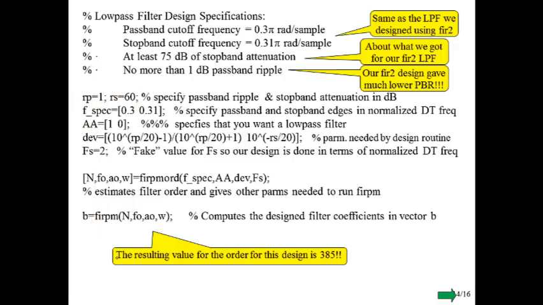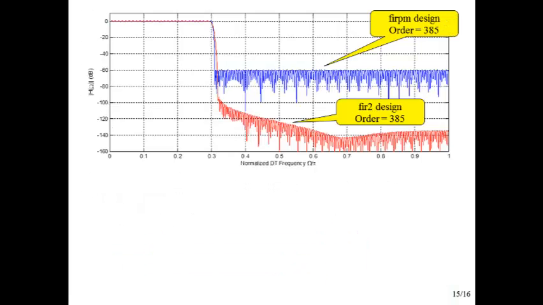Now, I gave this some pretty stringent requirements. 75, I say 75, but I really did 60 dB. Well, I don't remember which one of these is right or wrong, but I'm asking for a fair amount of attenuation and a really narrow transition band. So I ended up getting a filter with an order of 385. So that's a pretty long filter. But you can see that I did use 60, not 75.